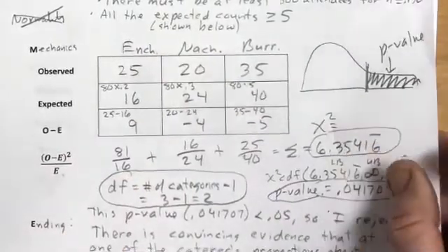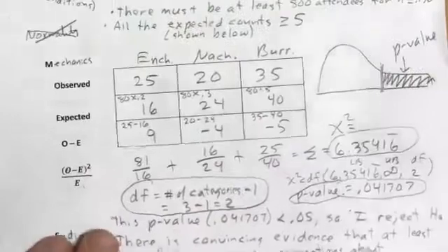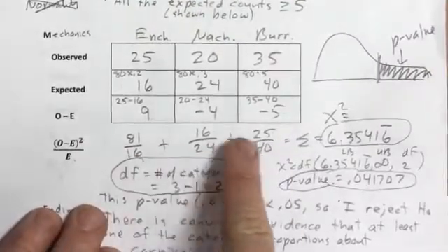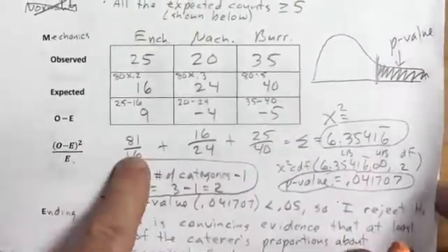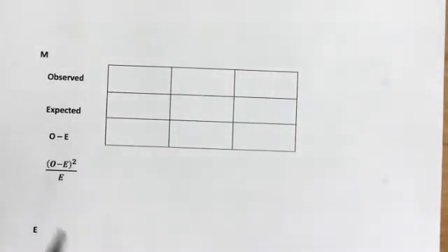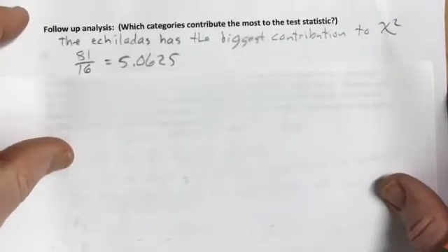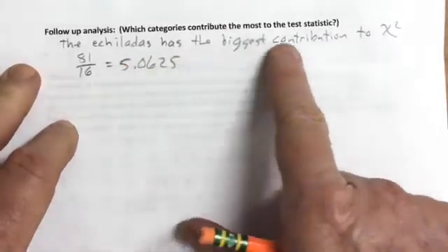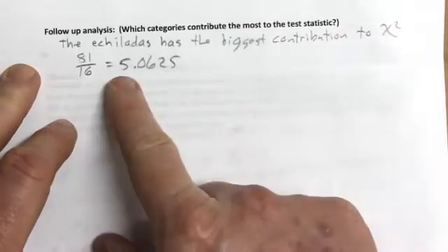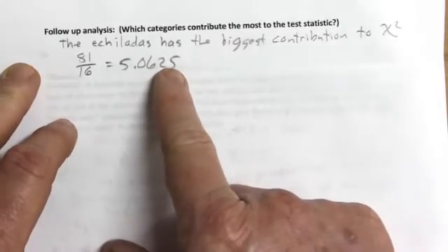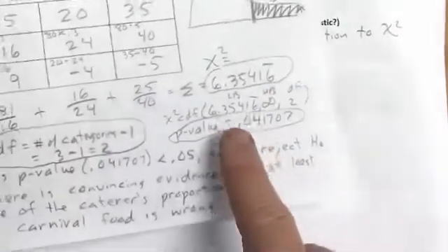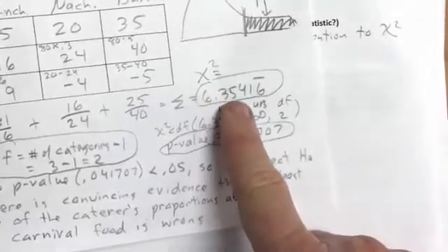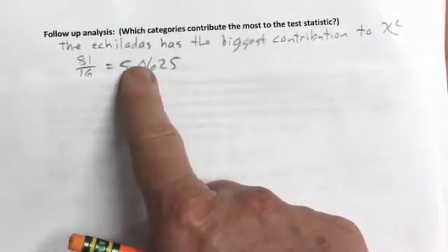So when it asks for a follow-up analysis, you want to look at these numbers, and this number is the biggest one. When it asks which categories contribute the most, we would say the enchiladas contribute the most to the chi-squared, with 81 over 16, which is 5.0625. The whole chi-squared is 6.35, so this difference contributes almost all of it.